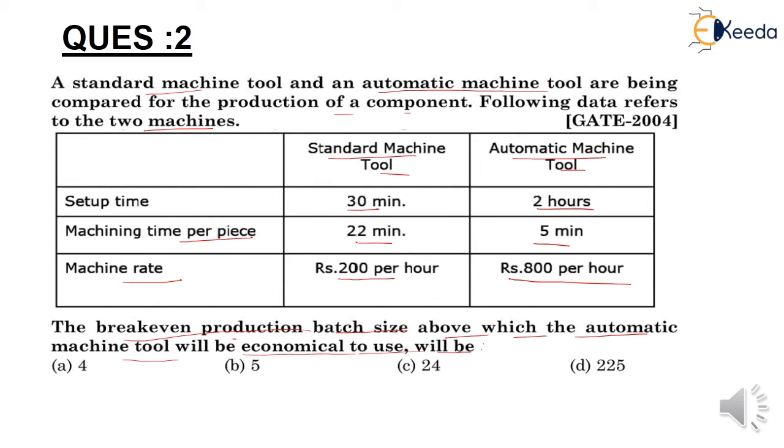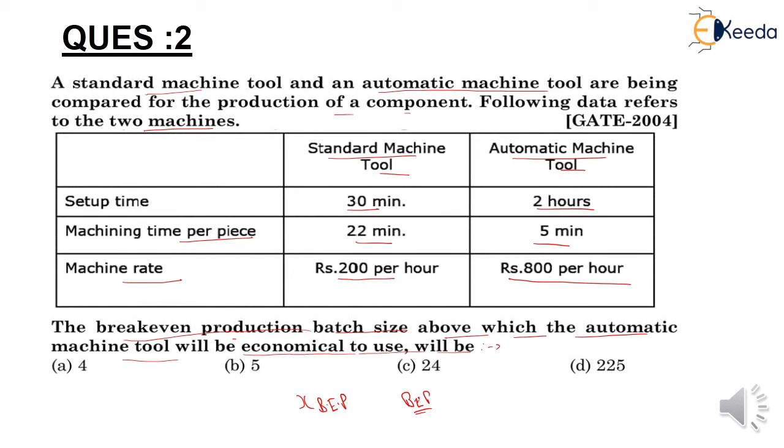Here in the question, which term do we have to find? The question asks for the number of components produced corresponding to the break-even point. Okay, the break-even production batch size is asked in the question. Okay, in the previous topic, the break-even chart topic, I discussed the break-even chart and break-even point. At the break-even point, the total costs of the two processes intersect at a point. This point is known as the break-even point.